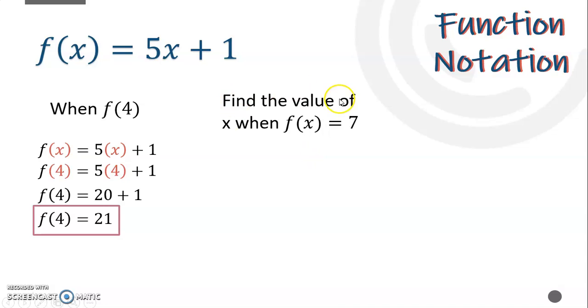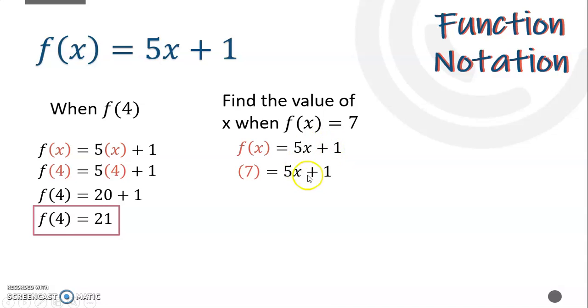Now let's do another example. And here the instruction is a little bit different. They tell us, find the value of x. What you need to find is x when f of x equals 7. So what you need to substitute is all f of x. So let's do it. Let's substitute this f of x and don't touch anything else because you need to find the value of x. I'll have 7 equals 5x plus 1.